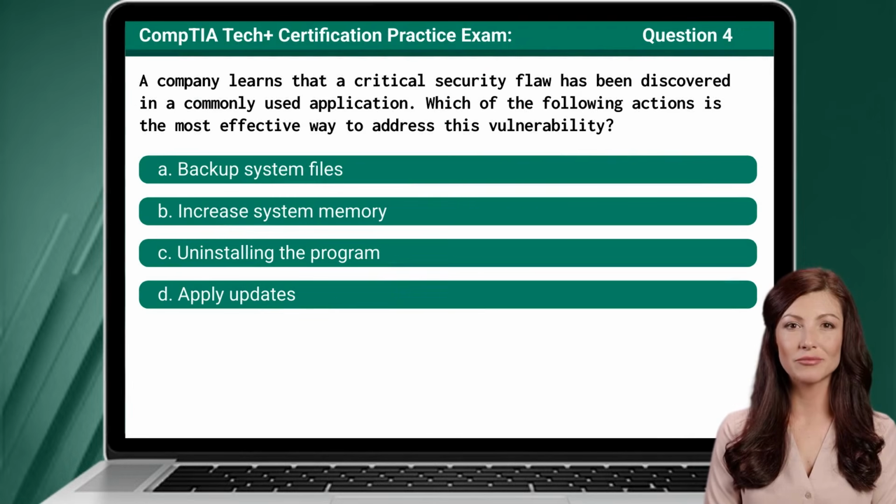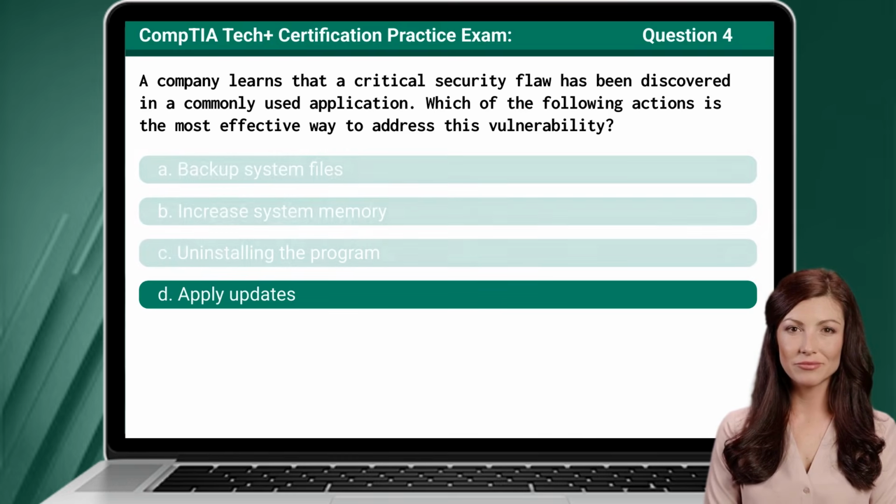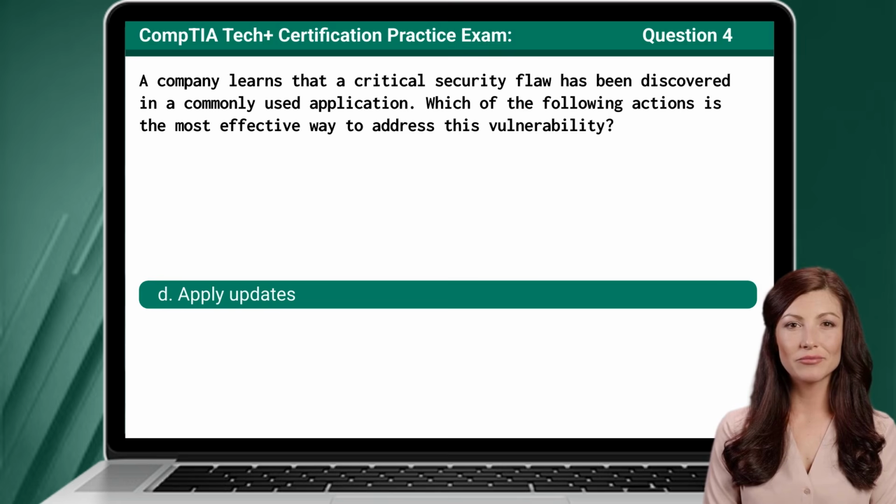Question 4. A company learns that a critical security flaw has been discovered in a commonly used application. Which of the following actions is the most effective way to address this vulnerability? The answer is D. Apply updates.